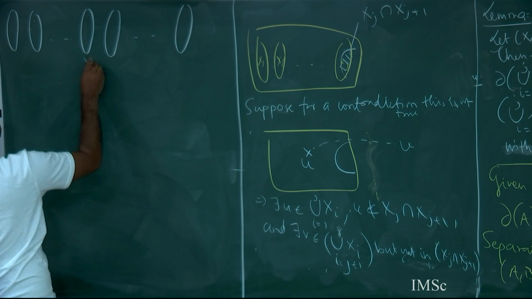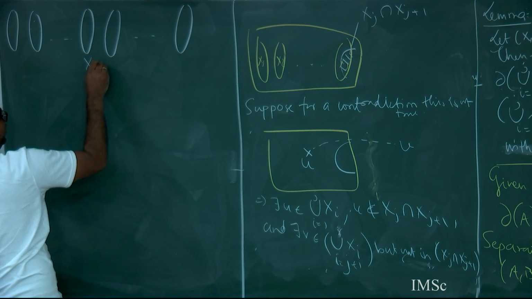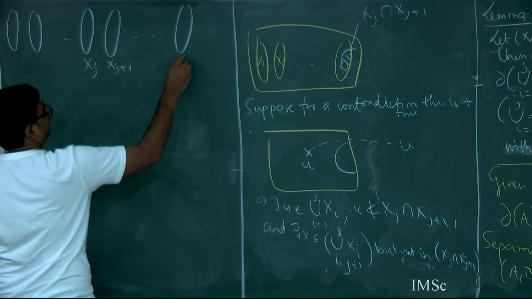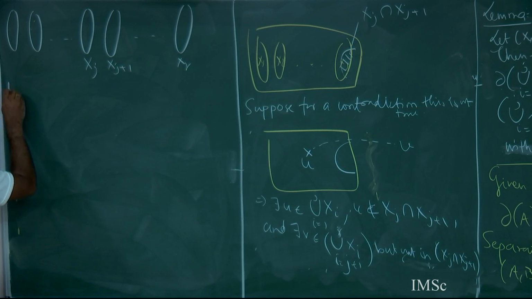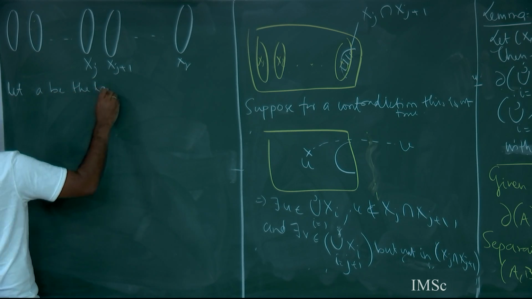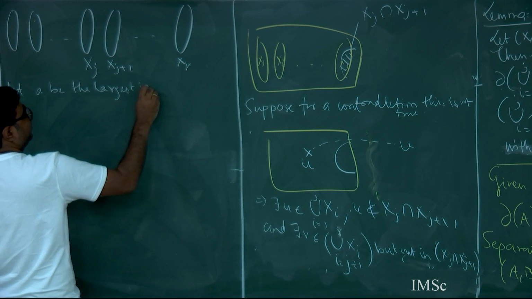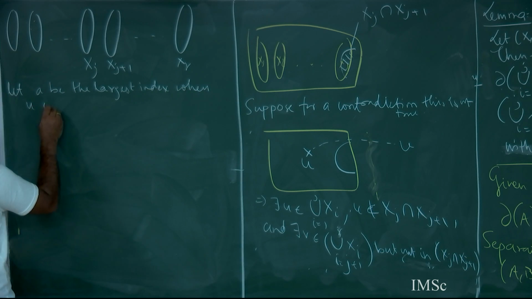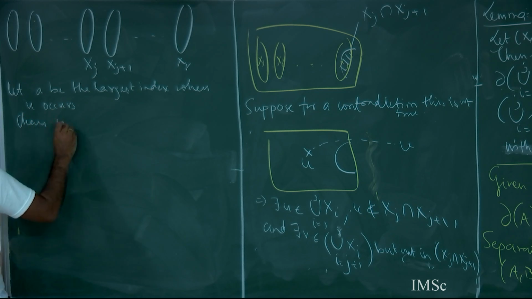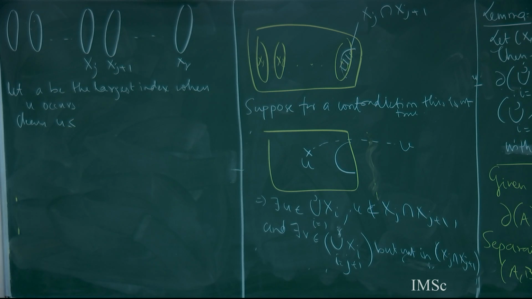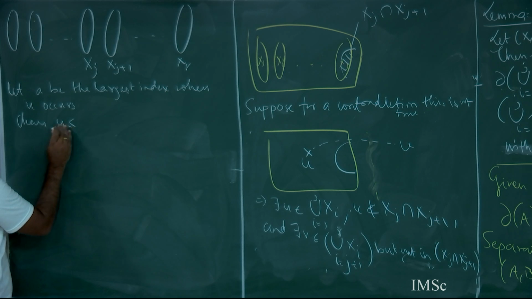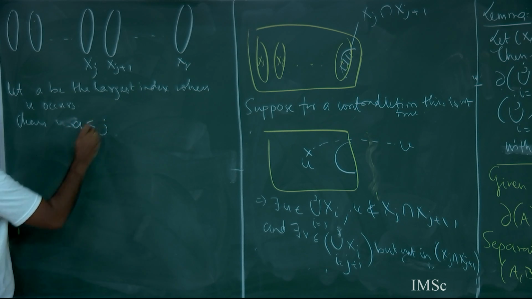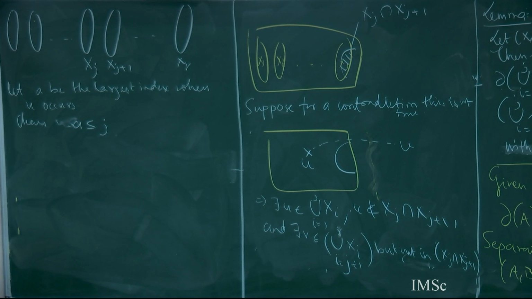Okay, this is our xj, right? Let A be the largest index where u occurs. Clearly, u is less than or equal to A is less than or equal to j. And what can you say?